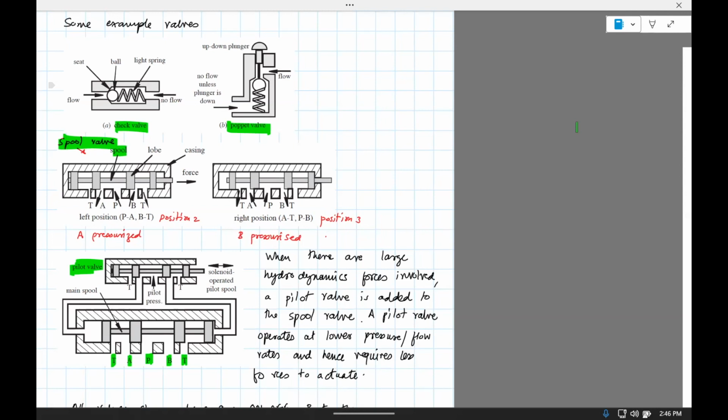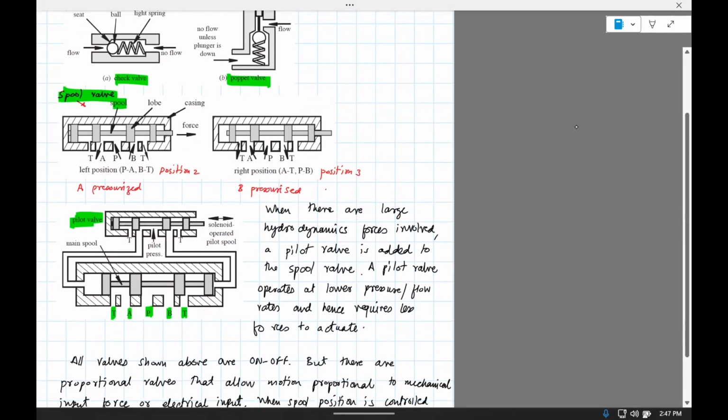This one uses a ball. I think the difference is that one of them works with gravity, one doesn't work with gravity. Yeah, that's pretty much what the difference is. And the spool valve doesn't have any springs, but I think it's powered by an external source. It should probably be powered by some electric motor or something like that.